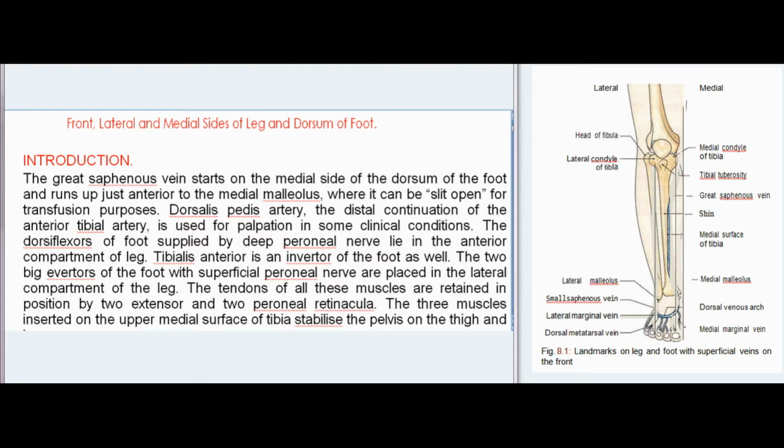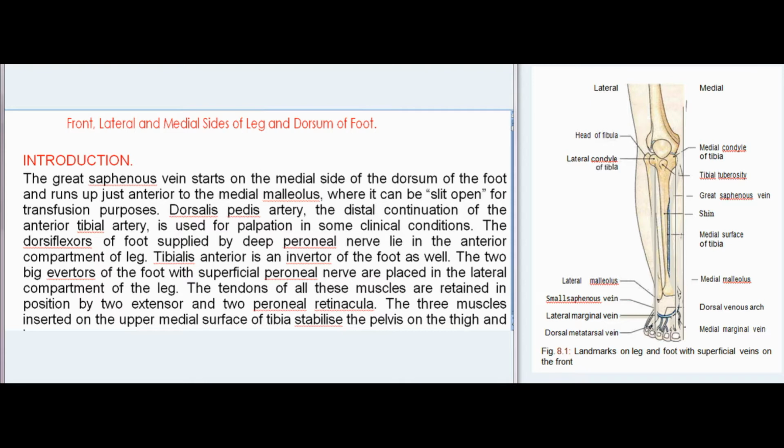Front, lateral and medial sides of leg and dorsum of foot. Introduction. The great saphenous vein starts on the medial side of the dorsum of the foot and runs up just anterior to the medial malleolus, where it can be slit open for transfusion purposes.